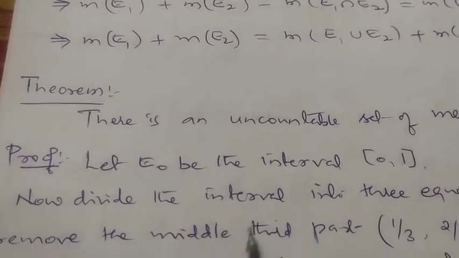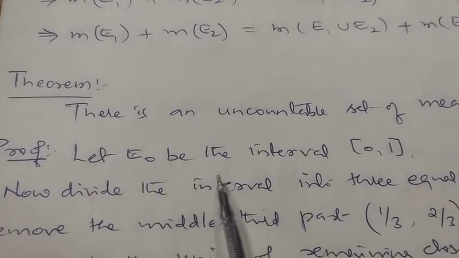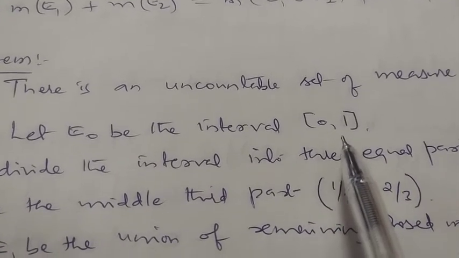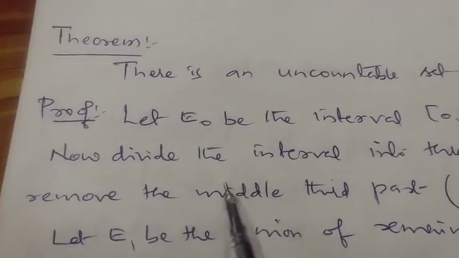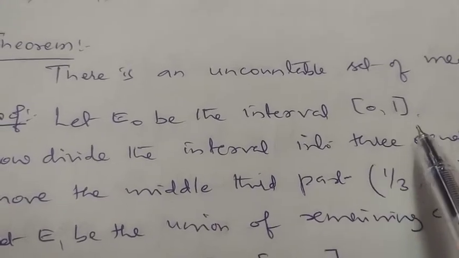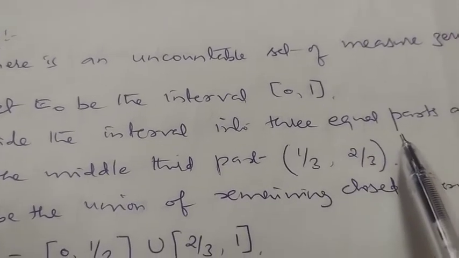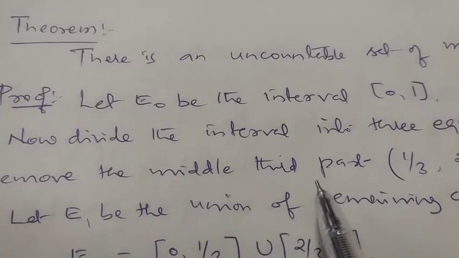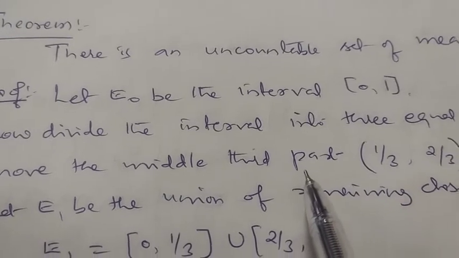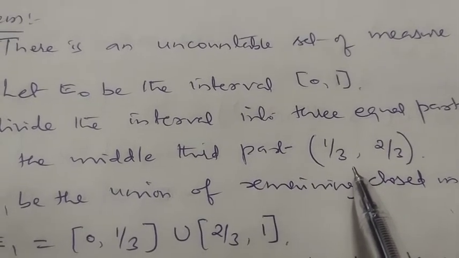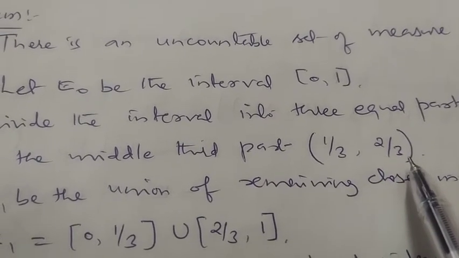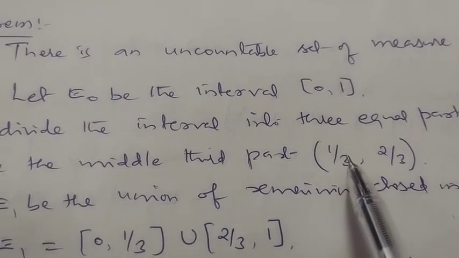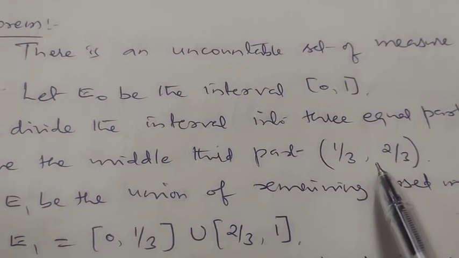So for this, let E naught be the interval [0, 1]. You denote the interval [0, 1] by E naught. Now, you divide the interval [0, 1] into 3 equal parts and remove the middle third part. The middle third part is, as you know, (1/3, 2/3), right?